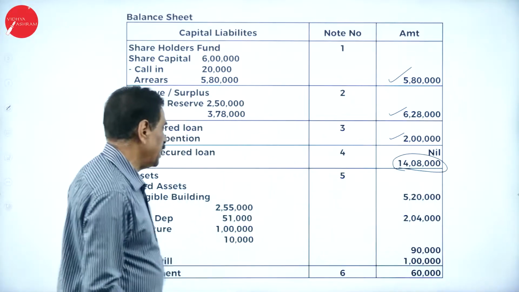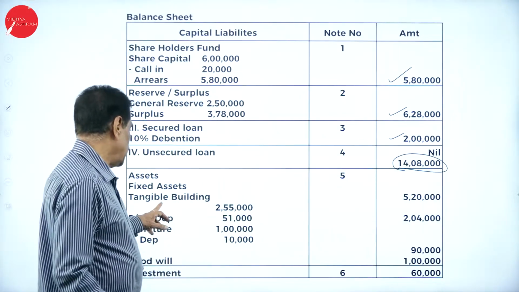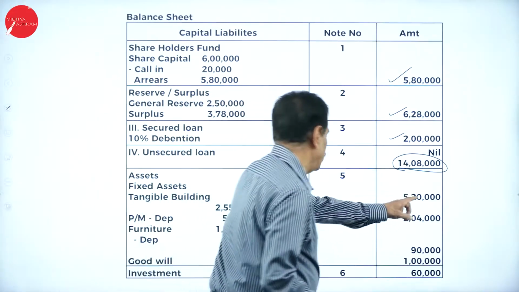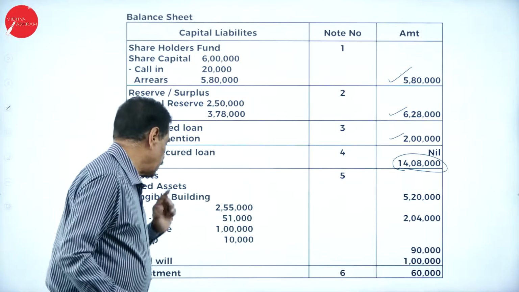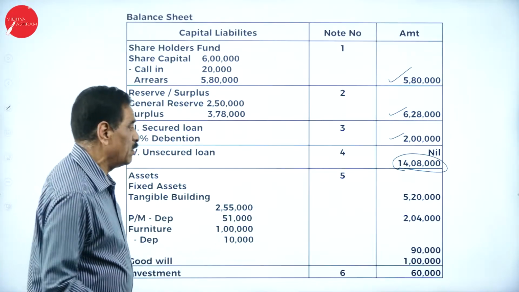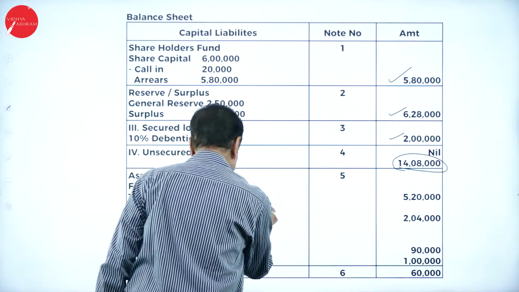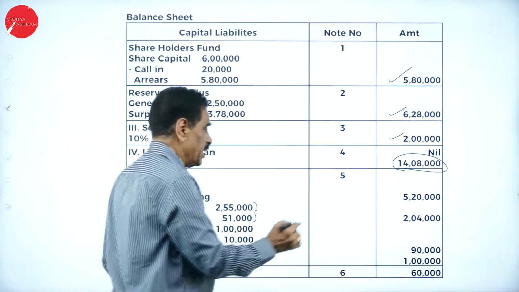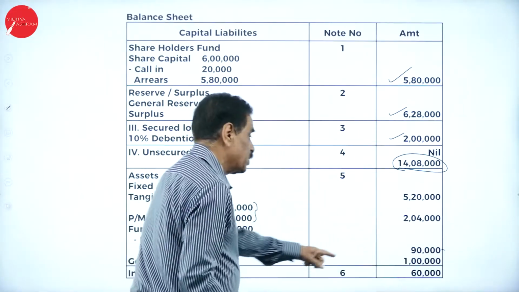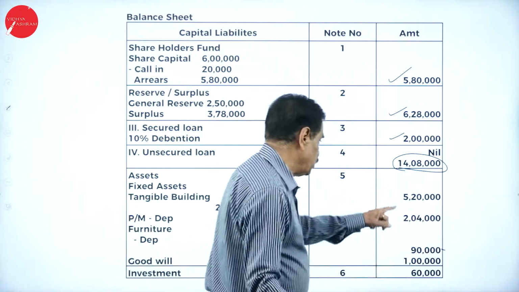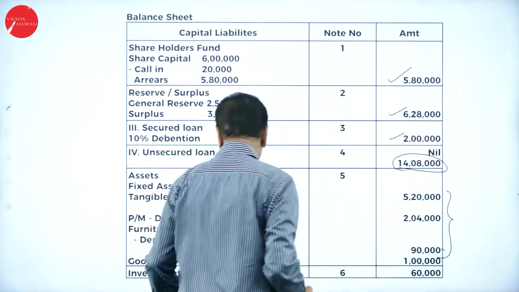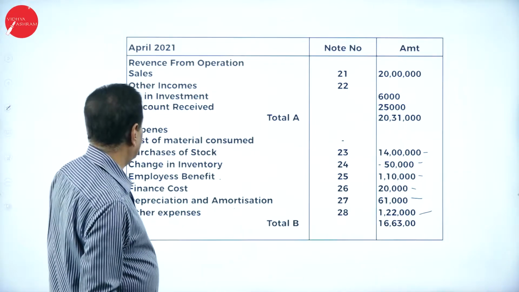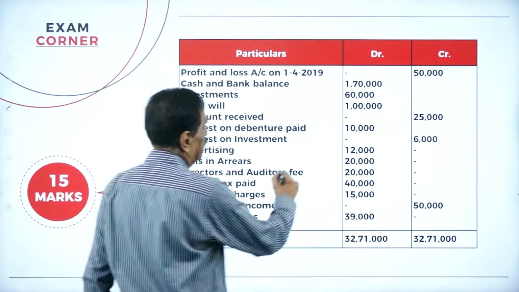Come back to asset side. Fixed asset, note 5. You have got tangible: building 2 lakh 51 minus 15. Land and building is 5 lakh 20,000. Plant and machinery 2 lakh 55,000 minus depreciation 51,000. It becomes 2 lakh 4,000. Furniture is 1 lakh minus depreciation 10,000, 90,000. The value of the goodwill is 1 lakh. Totally it will work out. This is one side. Then your investment is 60,000 as per the problem. See that if you go with the trial balance, you can understand your investment is how much.